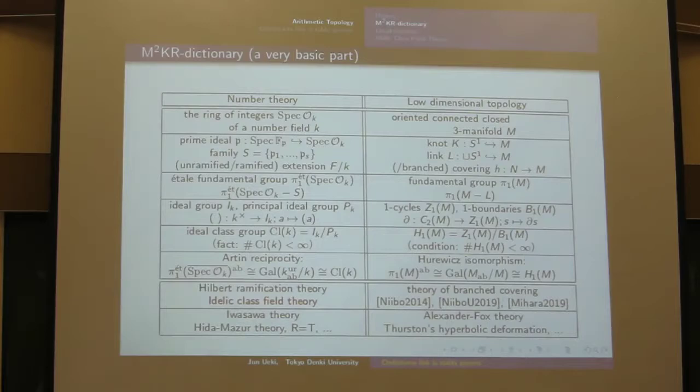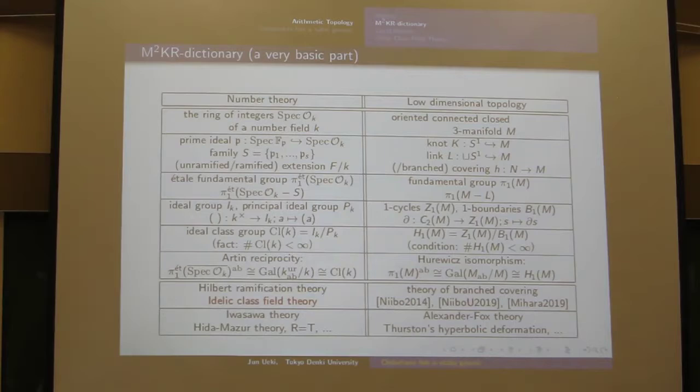Here is a very basic part of the dictionary of the analogy. The left side is about number theory, and the right-hand side is about low-dimensional topology. The spectrum of the integers of a number field K is an analog of an oriented connected closed three-manifold N. And prime ideals. In what sense analog? In the sense of Barry Mazur or Reznikov and Kapranov. I will explain it through this dictionary. It's not a correspondence, just an analogy of notions. The set of prime ideals corresponds to knots, or links.